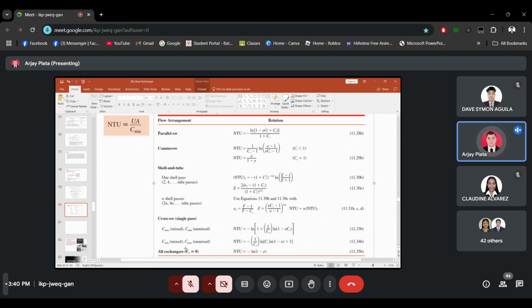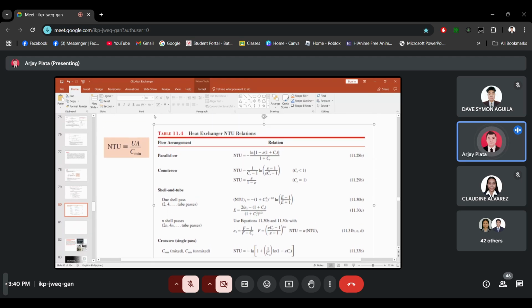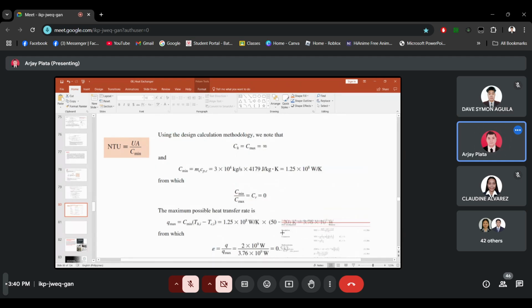We have the value of CR equals 0, so we can use this equation: NTU equals negative ln of 1 minus E. Can you please try to solve the value of NTU using this equation? CR equals 0, equation 11.35B. It's in your table.